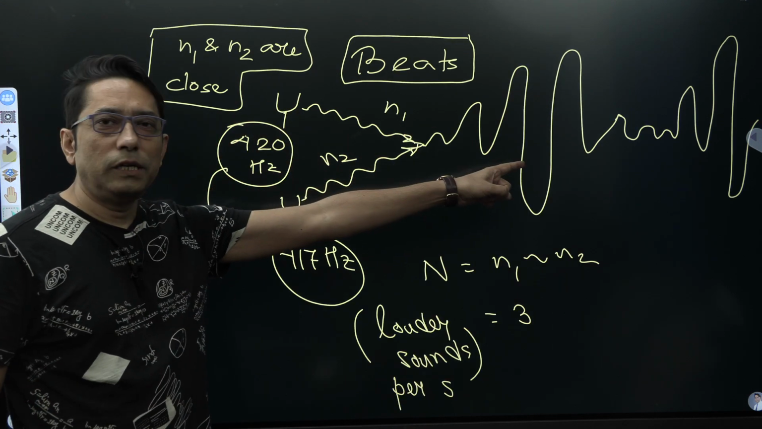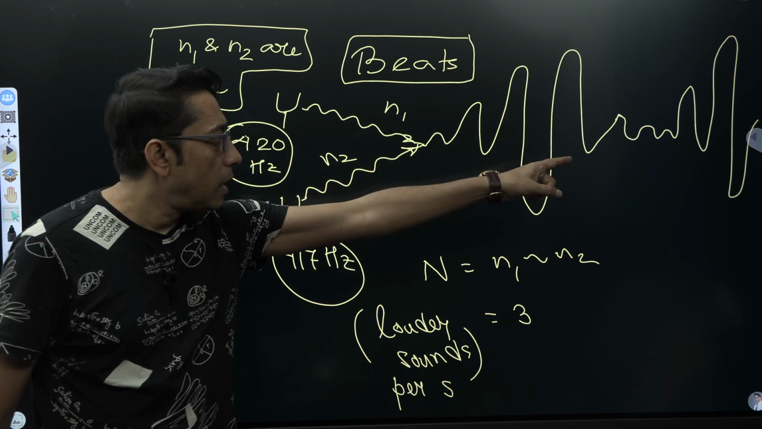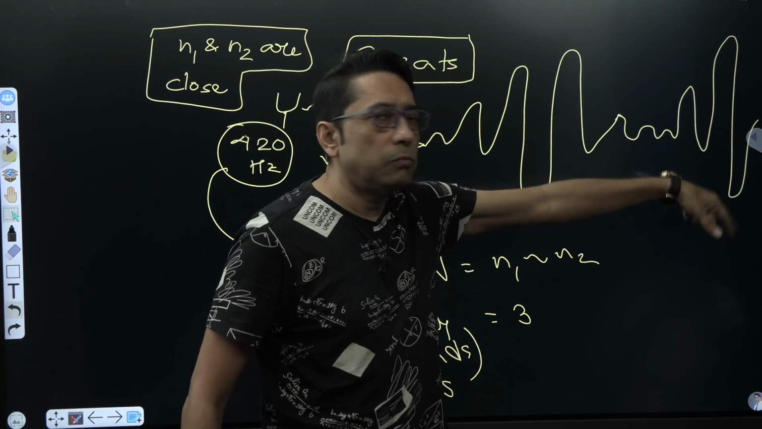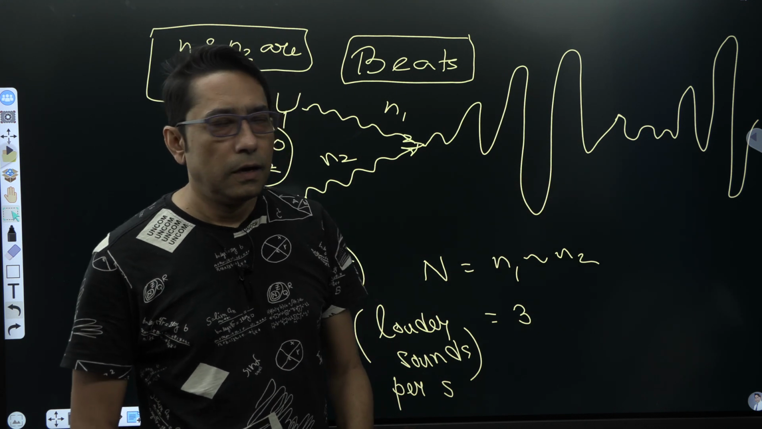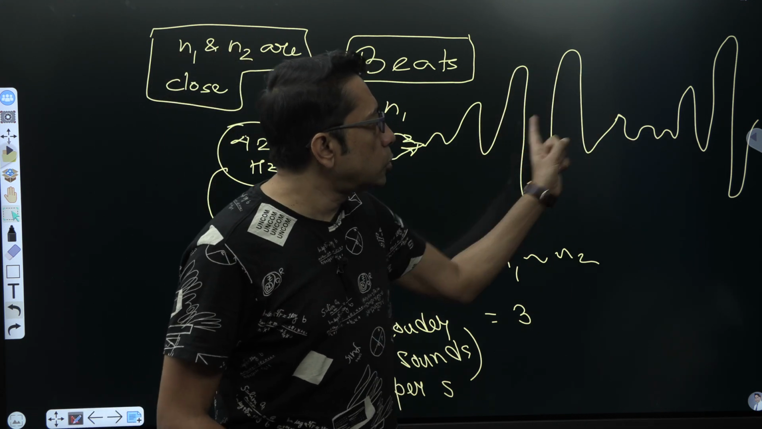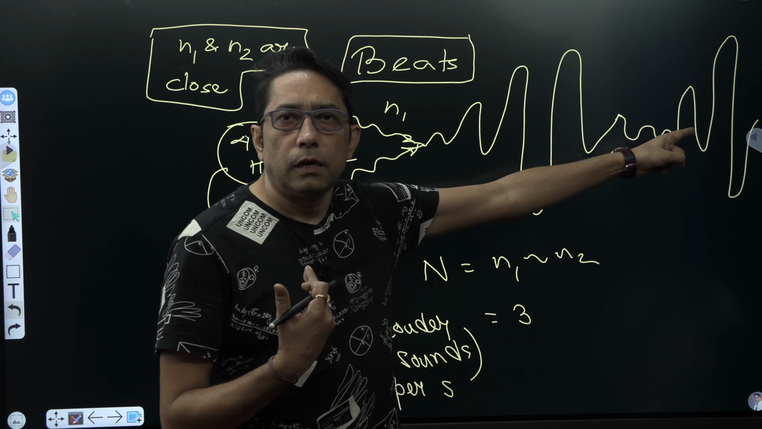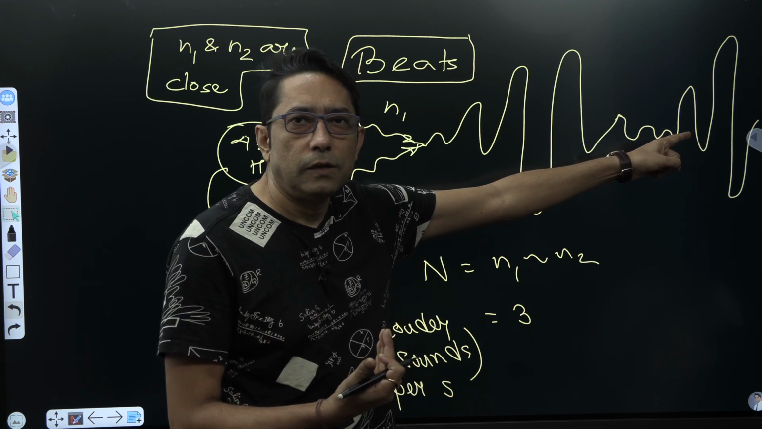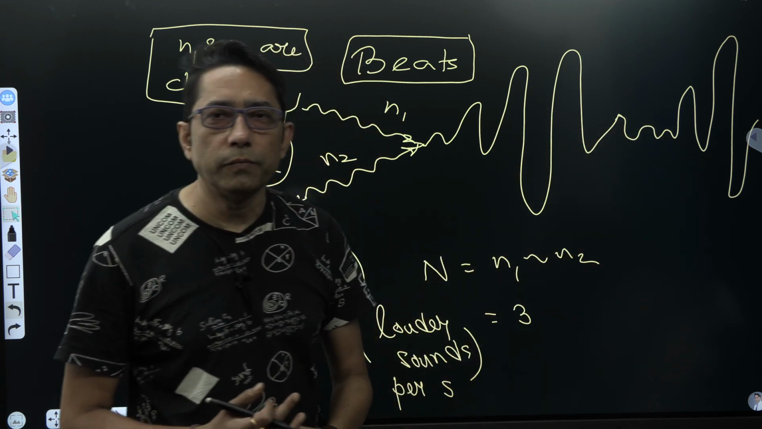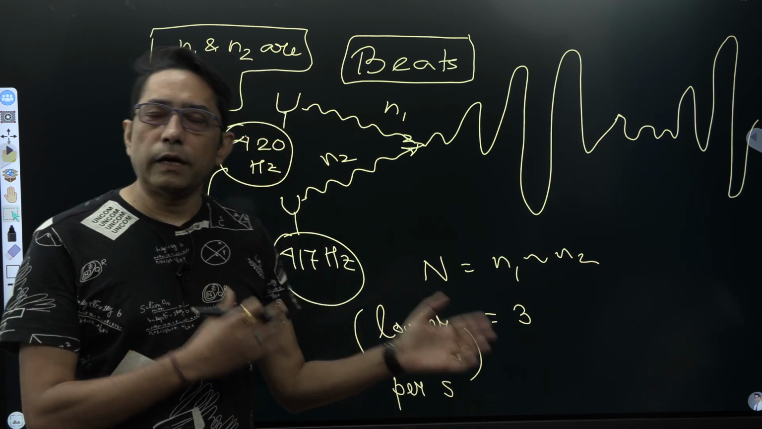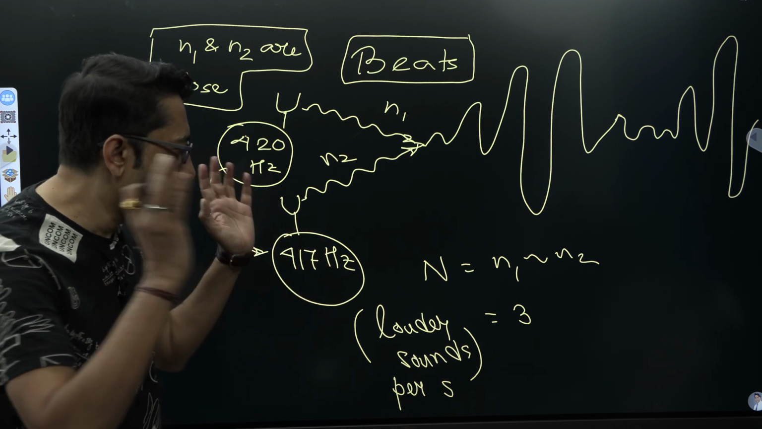That was drawn here, louder and softer. Again louder, more amplitude, and softer, like this. This louder, louder, I have drawn 2 here. So if we take 3 seconds, then there will be 3 louder sounds per second giving this type of waveform. That is beats. So I hope you understood that.